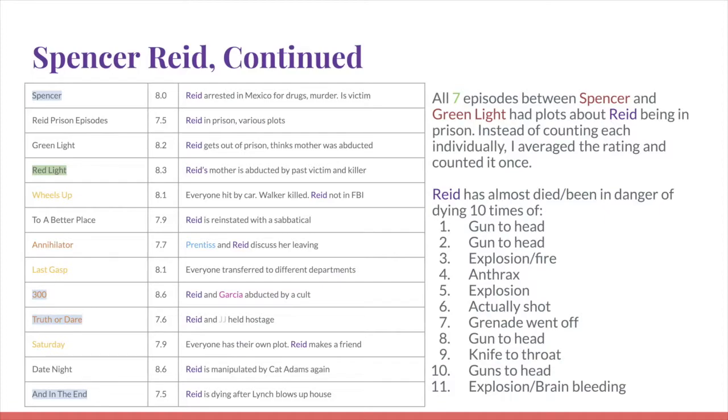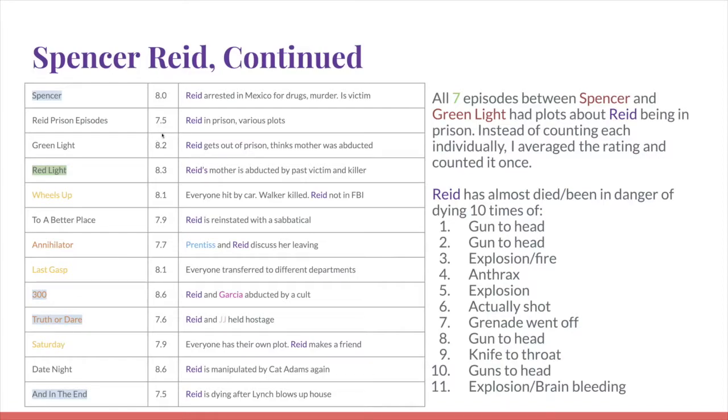He is a victim in this episode because he himself was drugged and framed, but because I always correlated the number of criminals to the crime that was committed, I did mark him as the criminal in this episode because he did have drugs on him. And the Reid prison episodes are the 7 episodes between Spencer and Green Light that had plots about Reid being in prison. They're all B plots, and so instead of counting each individually, I averaged the rating, which was 7.5, and that's what I marked.